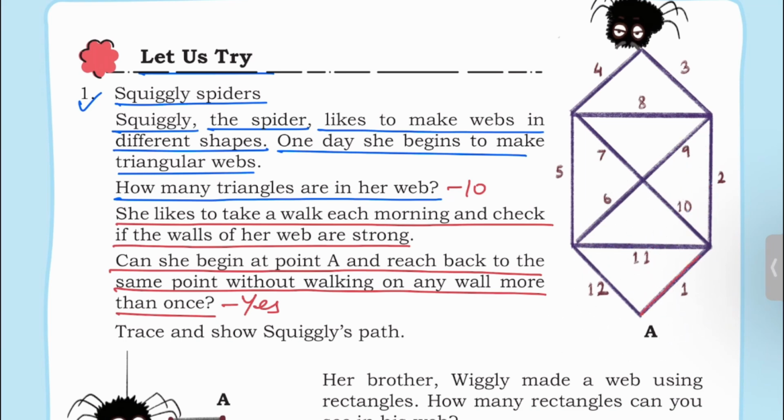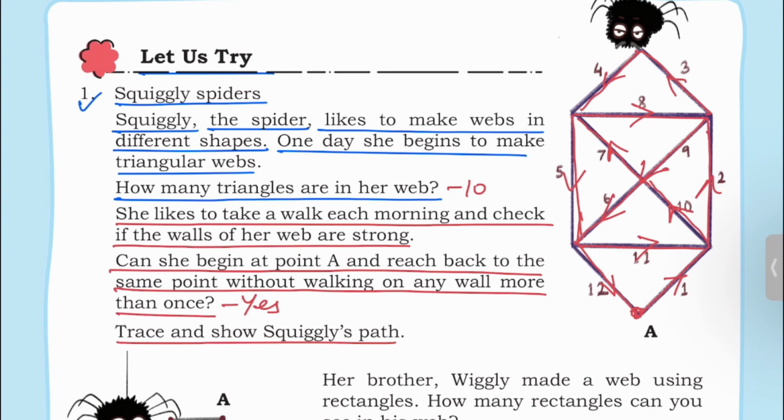She can go like this. 1, then 2, then 3, then 4, then 8, then 9, then 6, then 11, then 10, then 7, then 5, and then 12, and she will reach again at point A.